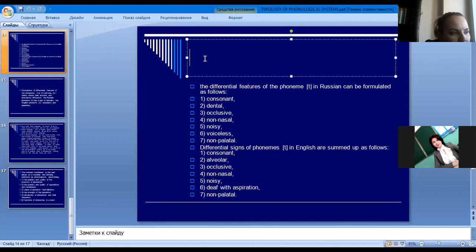Signs of phoneme T in English are summed up as follows. Consonant, alveolar, occlusive, non-nasal, noisy, deaf or voiceless with aspiration, and non-palatal. So comparison of the different features of these two phonemes, Russian T and English T, clearly shows the acoustic and articulatory difference. The Russian phoneme T has a sign of dentality, the English phoneme T, alveolarity and strong aspiration.